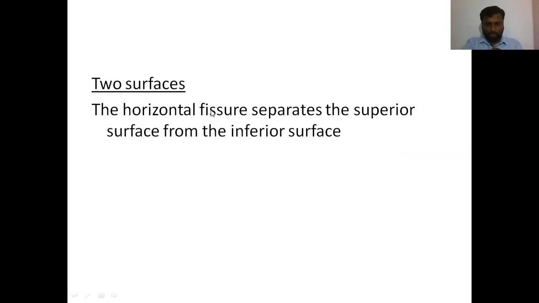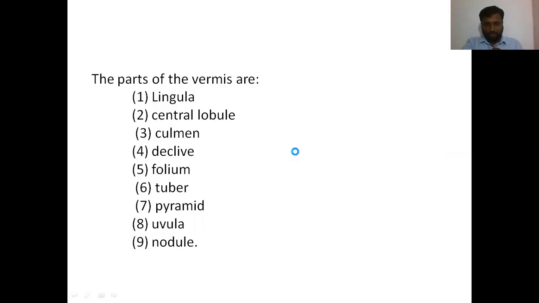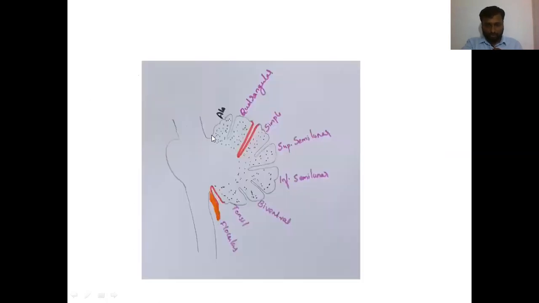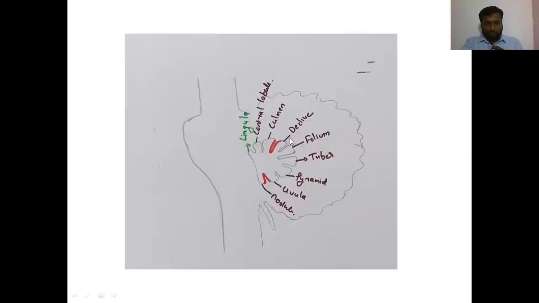Now it has two surfaces. I already told you the horizontal fissure separates the superior surface from the inferior surface. Each cerebellar hemisphere has two surfaces. See, this is the superior surface, and this one is the inferior surface. These two are separated by the horizontal fissure. See, this one is the horizontal fissure. Below that is the inferior surface, and this one is the superior surface.